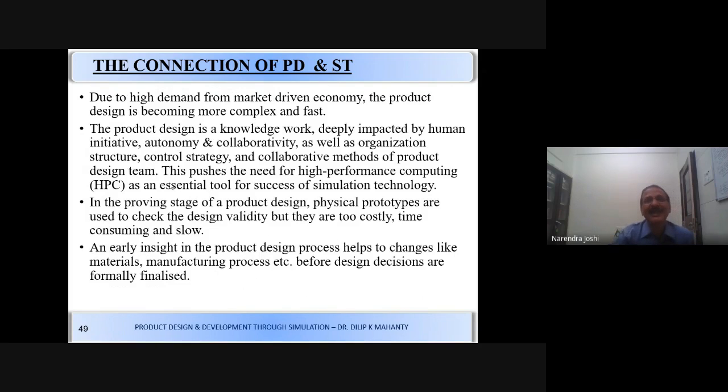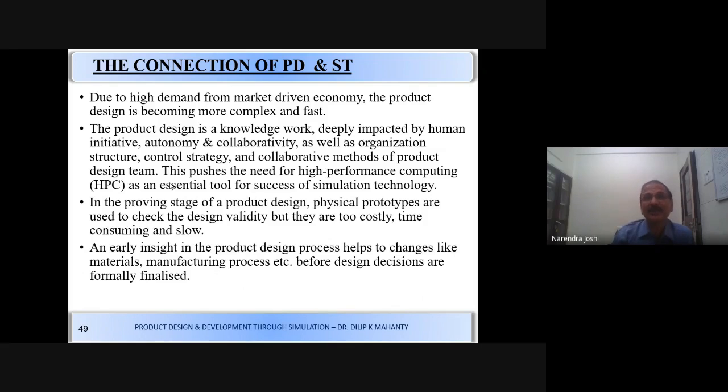And as such, today's world is a market-driven economy. The product design is becoming more and more complex and fast. The car which you had just 2 decades back is now basically obsolete. There is mileage, comfort, safety, and it's becoming obsolete. And a car which is 40 years old is totally history. So today, because of this high market-driven economy, design is complex and fast.